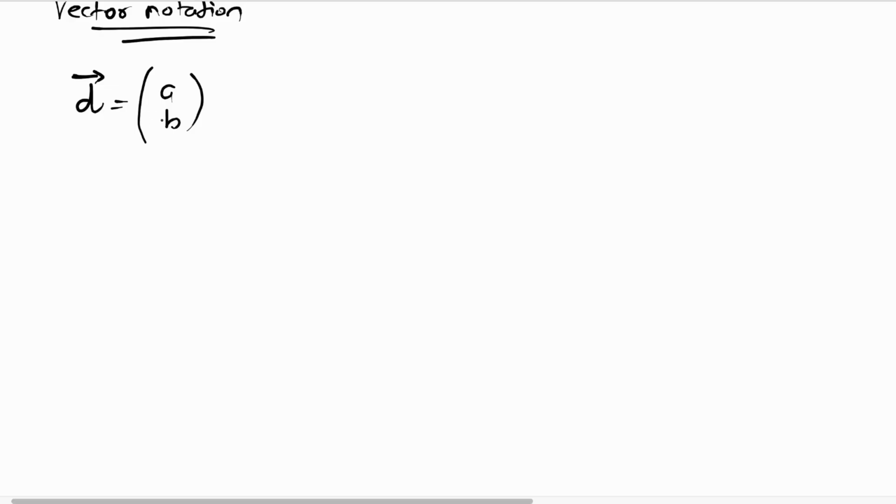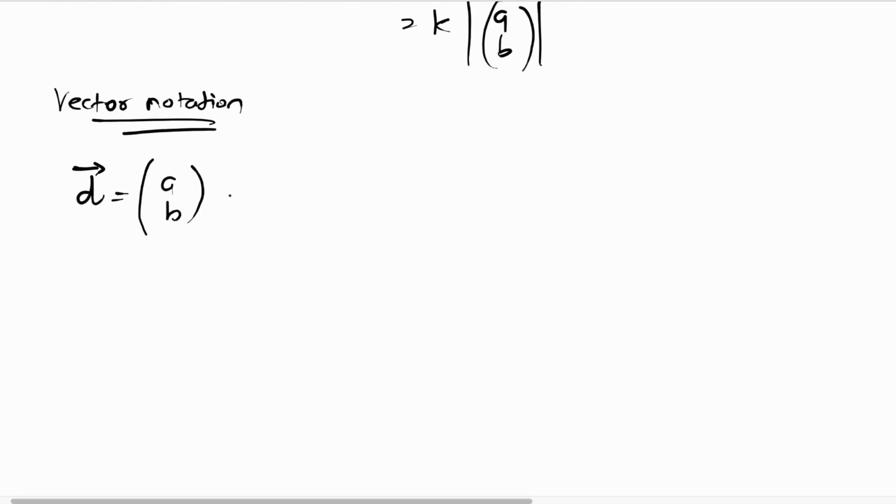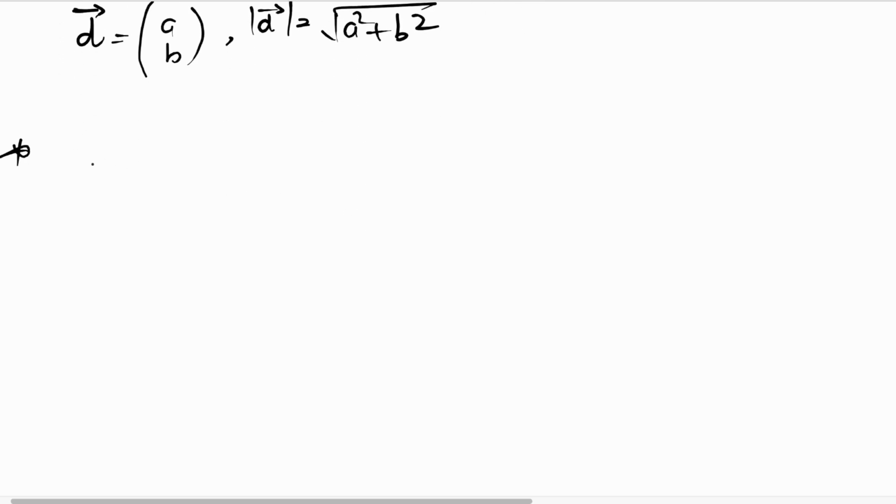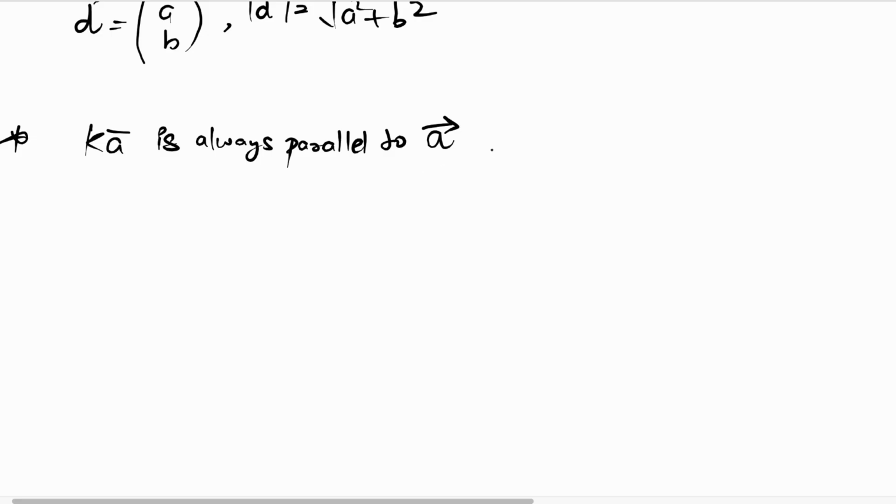So in this case, the same statement for the magnitude can be written as magnitude of d equals root a squared plus b squared. So what I've seen as of now is that, I'll just star mark it, k a bar is always parallel to a bar, where k is greater than 0. And if k is less than 0, you can call it the anti-parallel condition. Basically, it just means that it's pointing in the opposite direction.